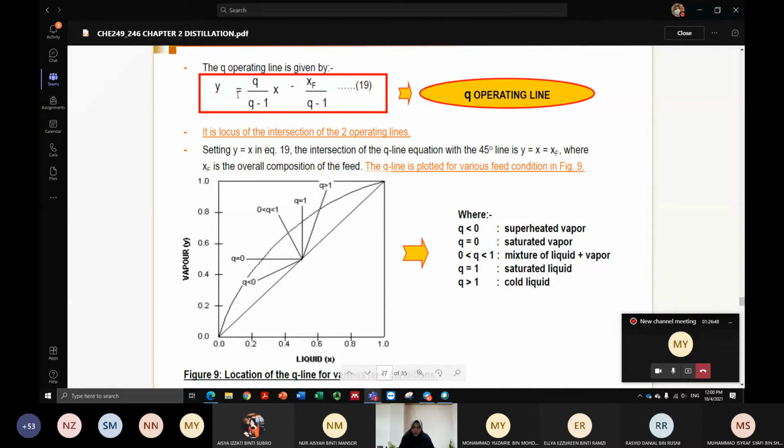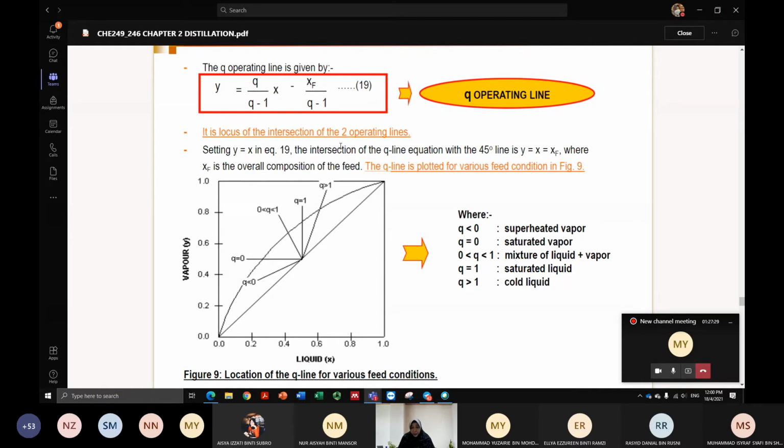So the equation is y equals q over q minus 1 times x, minus xF over q minus 1. What is xF? Take note. Every time I mention the operating line, you have to take notes on what I have mentioned here, so that you understand the next step.